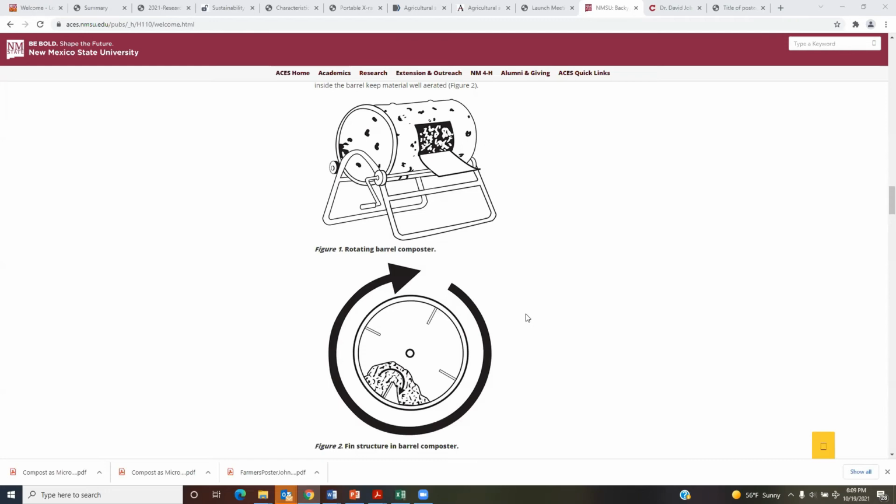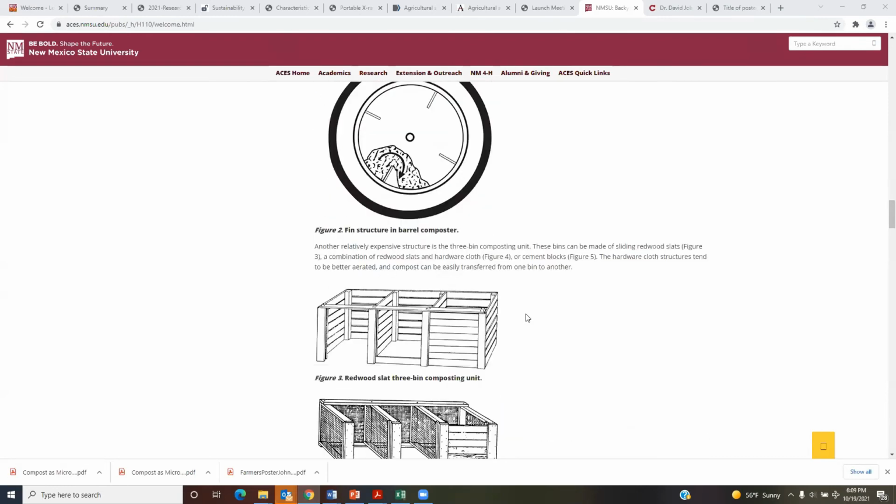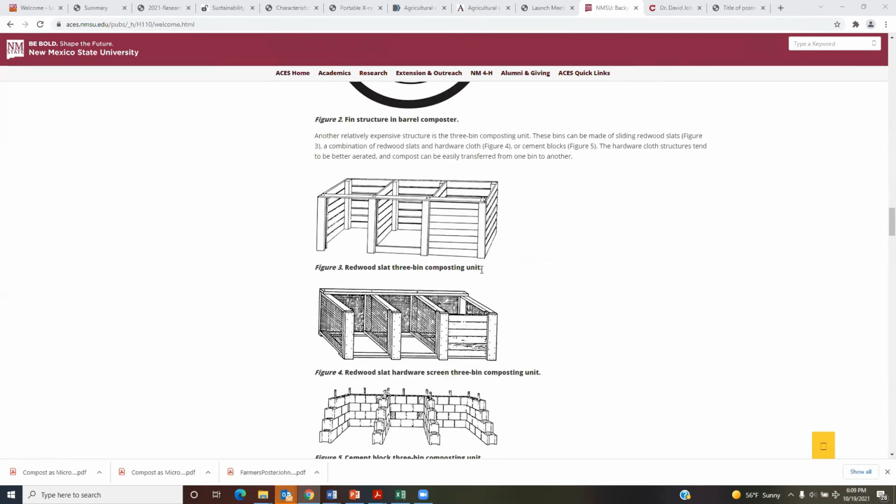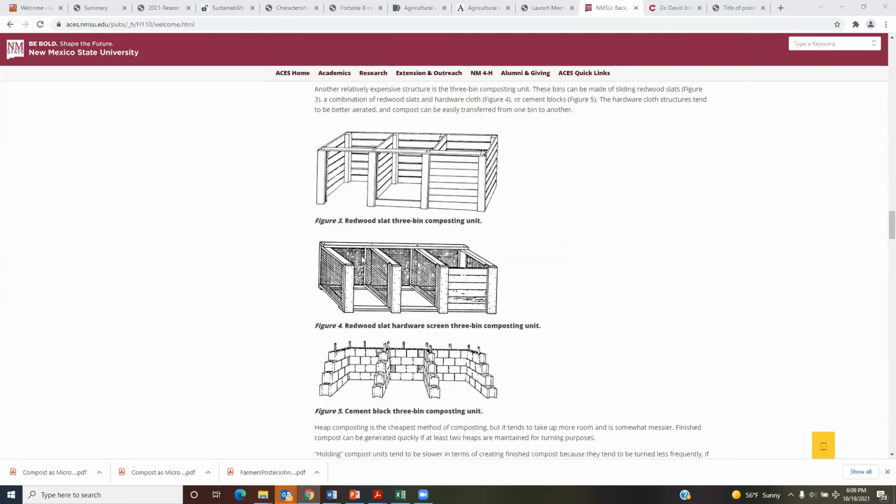Where I see problems with this is that people forget to add the water into it, and so it just becomes like this dry mass. It never rots down. So don't forget to add water. I mentioned these different types of segregating structures. So you can be fancy or you can be cheap. I tend to be cheap, and like used pallets work great for this.